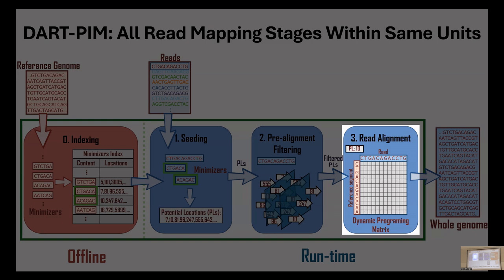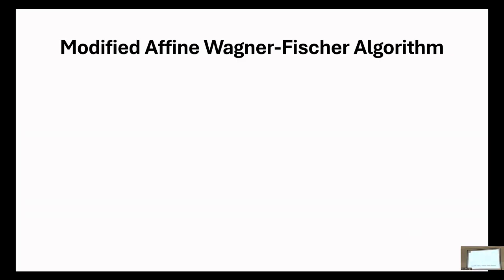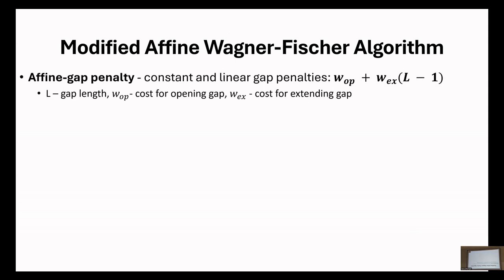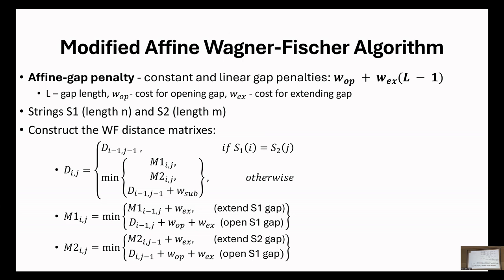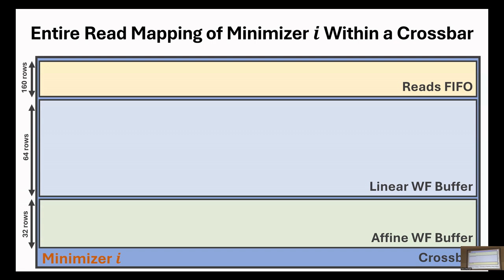Okay, next, the read alignment. As I said, it's also the Wagner-Fischer algorithm, but it's a modified one with the affine gap penalty, which takes into account the cost for opening a gap and also the cost for extending a gap. So again, if we take two strings, we construct the matrices, but this time we have 3 matrices instead of the one matrix that we had for the linear affine algorithm. And so it's much more complex.